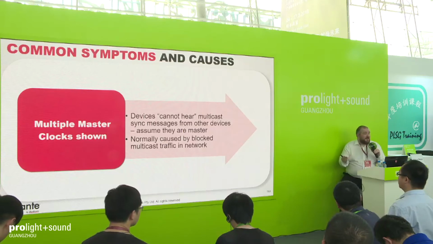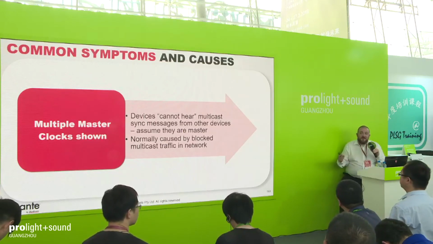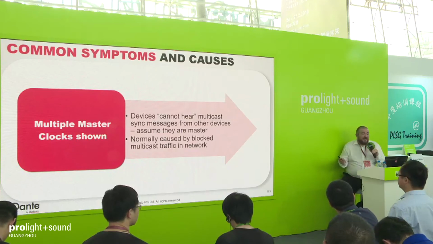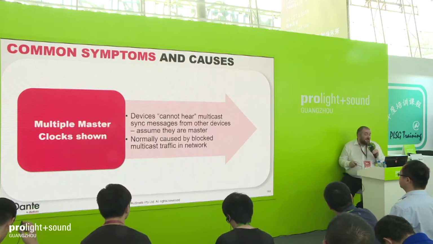If it can't hear that coming in, it will keep saying it's the master. And we pick that up on Dante Controller because we use a different communications path to ask the devices if they think they're the master. It helps us to diagnose this. So if you see multiple masters, that means you have a multicast block somewhere, almost certainly.